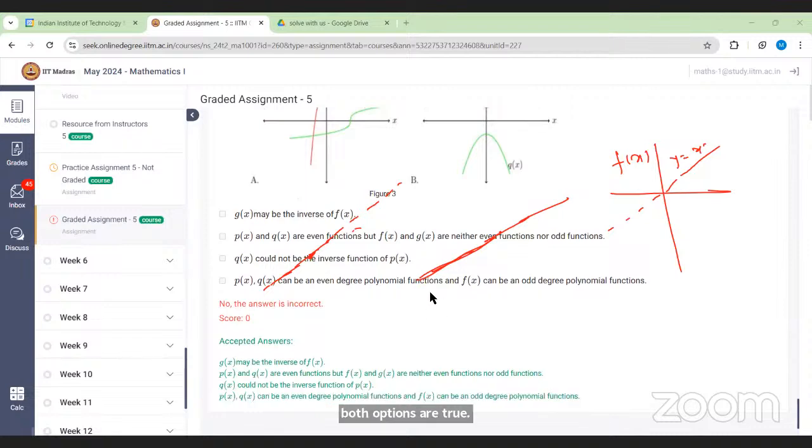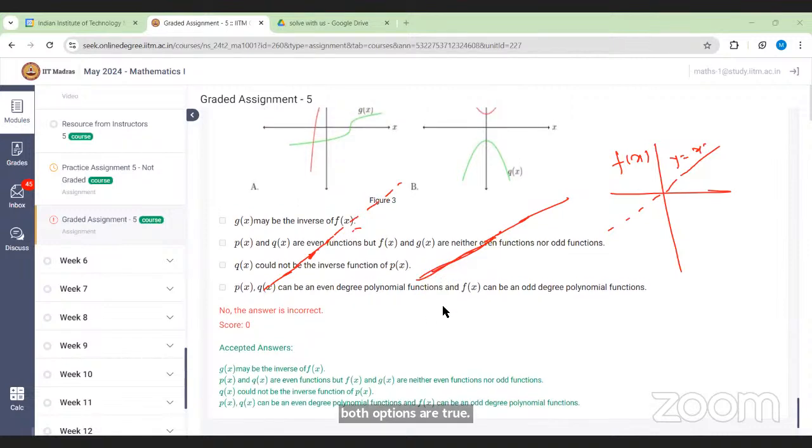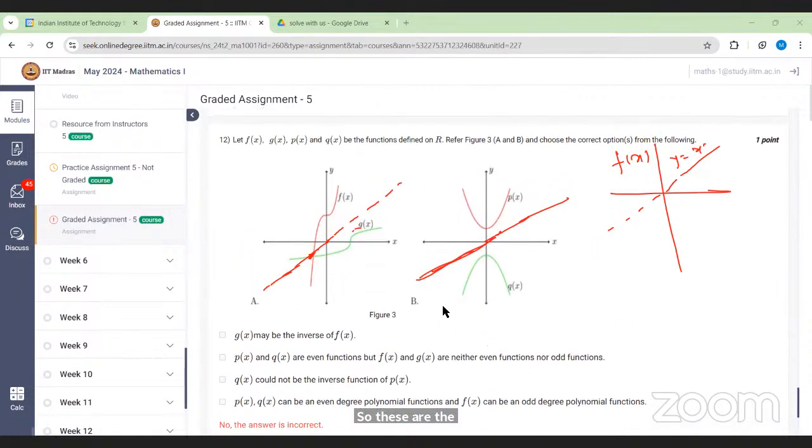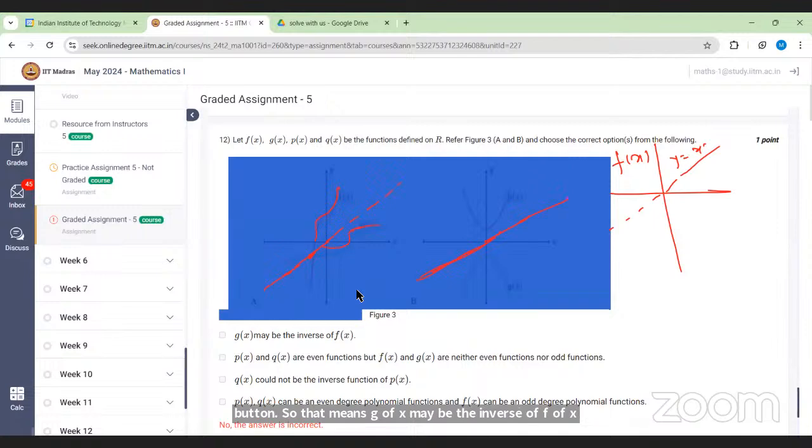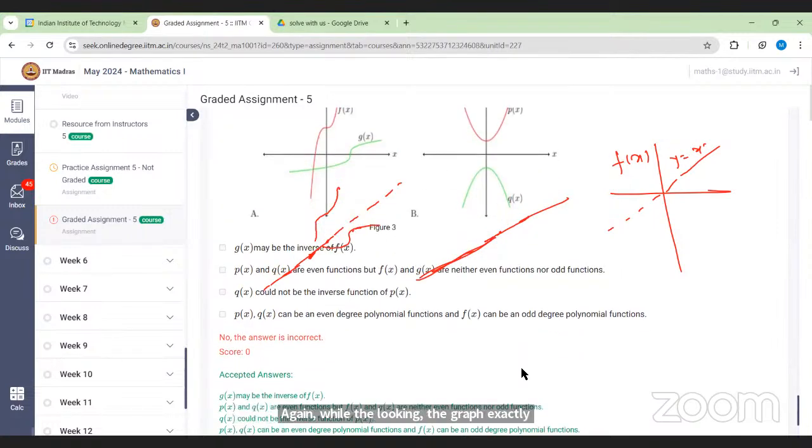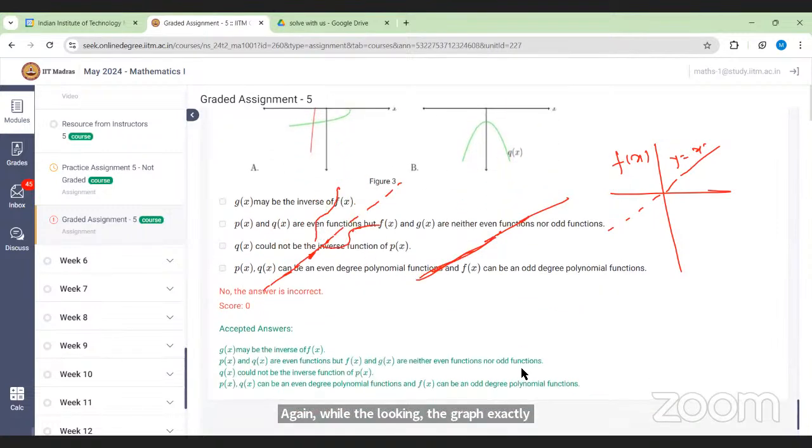So these are the options. g of x may be the inverse of f of x because, again, we have a symmetry. If you draw the line y equals x, then this g of x is a mirror image of f of x, right? So the same pattern we are following. That means g of x may be the inverse of f of x. Again, by looking at the graph we cannot say exactly, but it is possible that g of x may be the inverse of f of x.